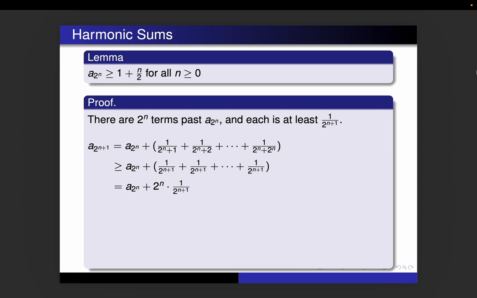And now we can do a lot of cancellation. We have n plus 1 factors of 2 in the denominator. We have n factors in the numerator. When we cancel them all out, that gives us a sub 2 to the n plus 1/2.